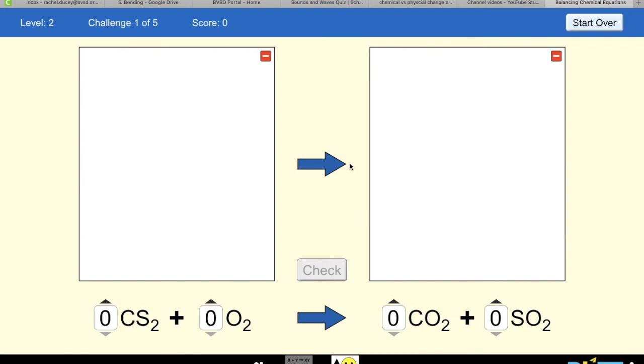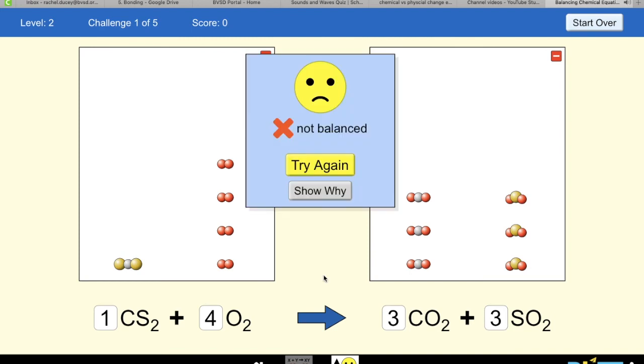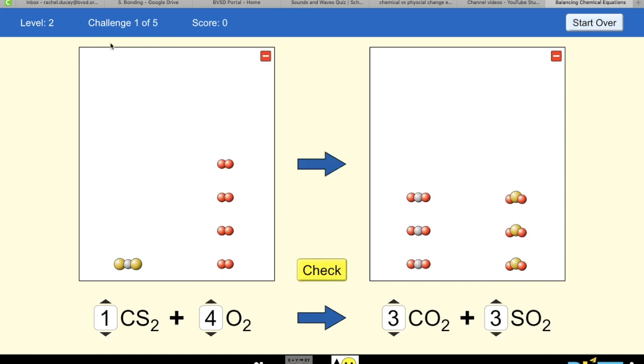So when you're going here, you have different challenges of balancing these equations, and you're going to add some. You might go like here. I'm just going random here for a second. And until you feel like you're good, then you click check. Mine was no good. It's not balanced. You're going to want to try again. You're going to want to work yourself through this game until you've completed all of the challenges that you have.